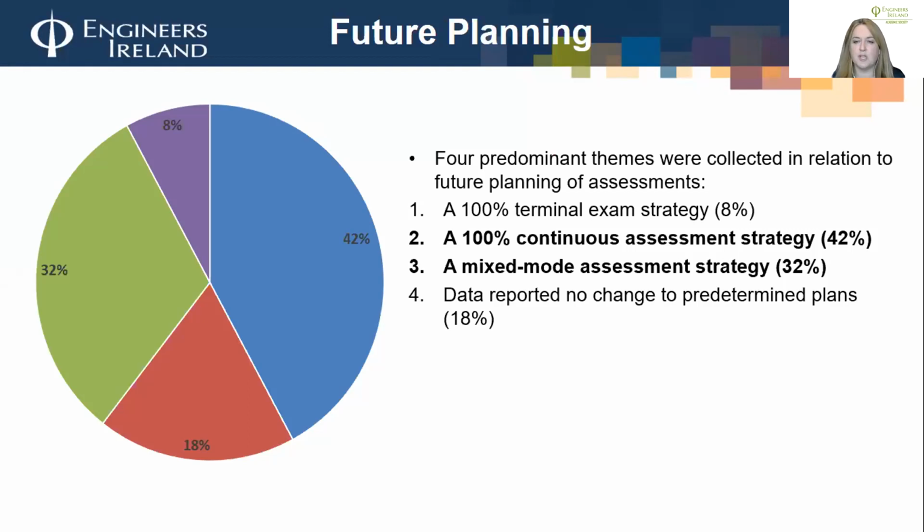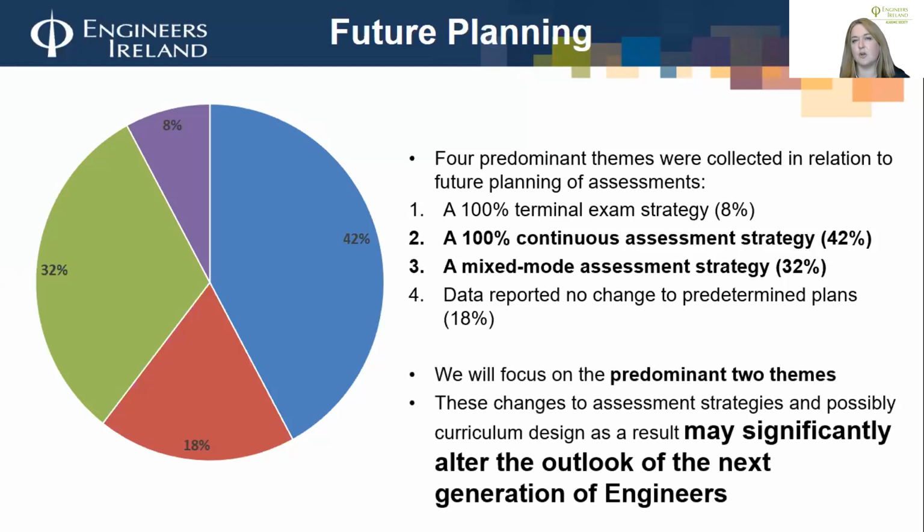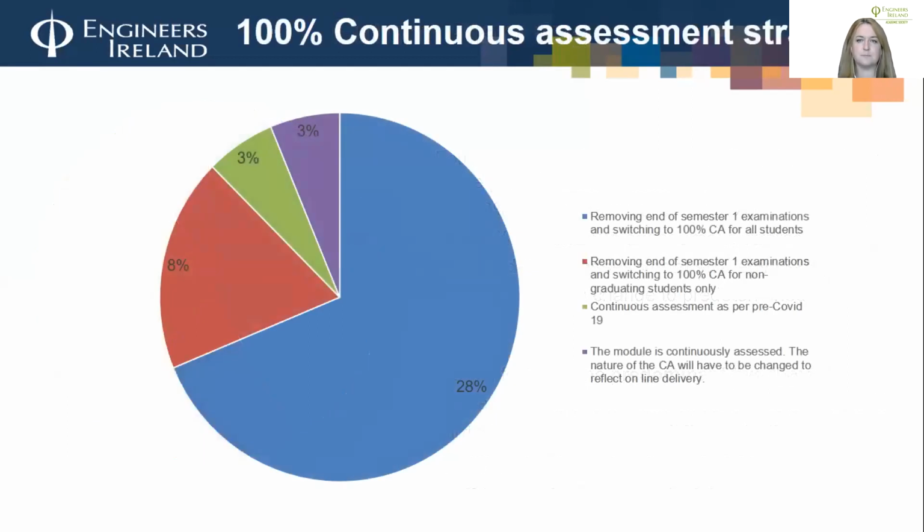18% reported no change, which I suppose could encompass terminal exams, continuous assessment, or combinations thereof, and 8% on the terminal exam strategy. The 2 predominant themes I'd like to look at in a bit more detail in the next 2 slides, because I think they're the ones we'll glean the most from. They may, in fact, alter the outlook of the next generation of engineers and how we are assessing them and their reflective practices, both from an education perspective and from a student's perspective at the end of this academic year.